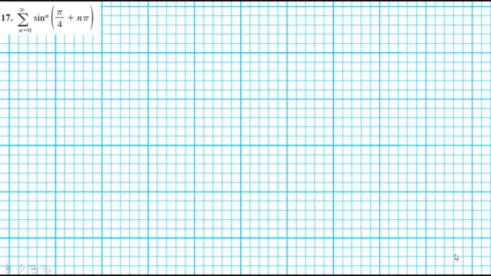Here's problem number 17 from section 9.1. We're asked, does this series converge? And if so, what does it converge to? Let's take a look at the first few terms of this series.